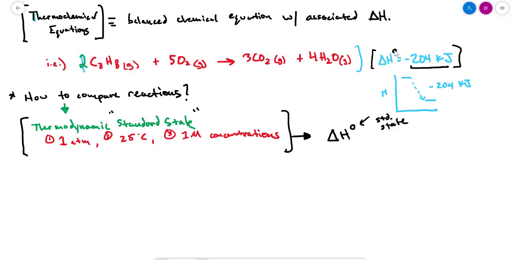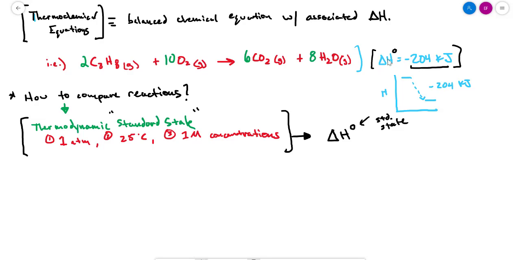I'd say, well, there's actually 2 units of propane, 10 moles of oxygen, 6 of CO2, and 8 of H2O. So I just multiplied all the original coefficients by 2. Is this delta H at standard conditions, is this still true? Minus 204 kilojoules. Hopefully you said no, that's not true, because that 204 kilojoules was for the reaction as written.